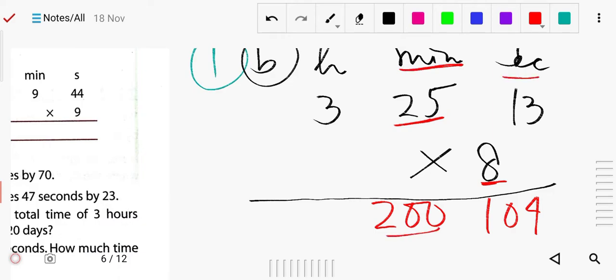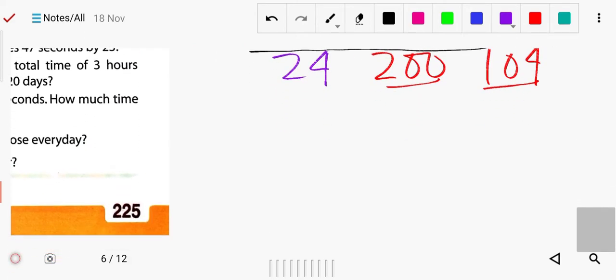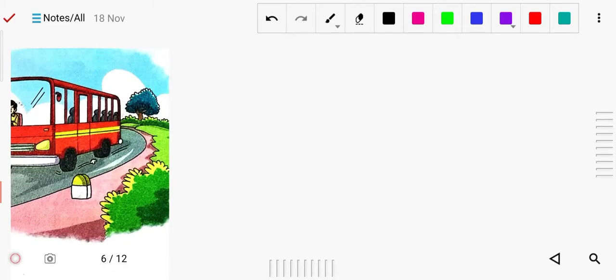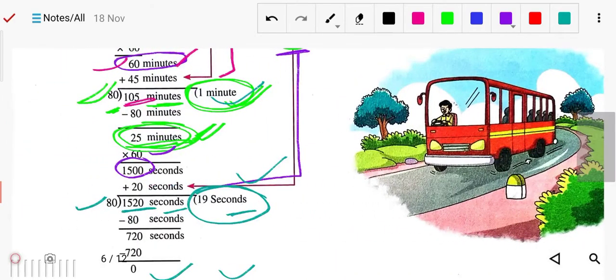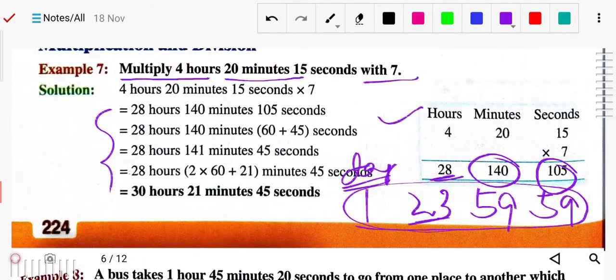This is minute, this is second. Okay, now you will multiply this 8 to this 3, so it will be 24. It means 24 hours. Okay, now next step, as I told earlier, here you can see what the limitations are.